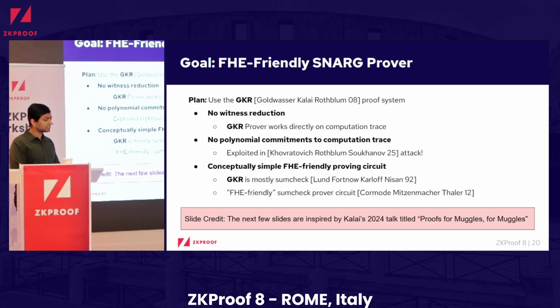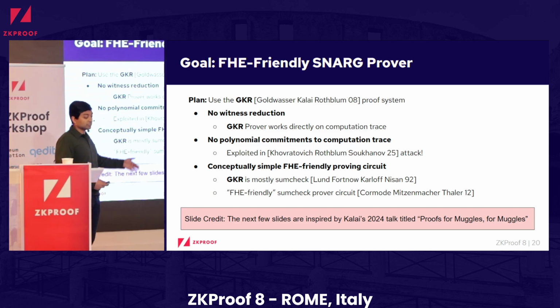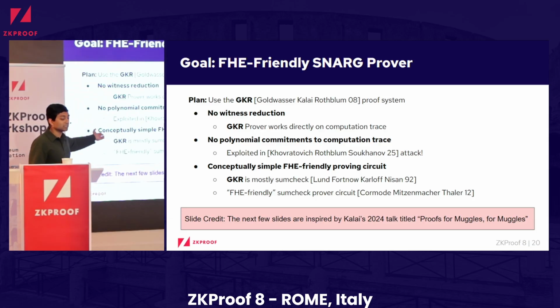The second is there are no polynomial commitments to the computation trace under FHE. And this was exploited as a bug in this Rothblum et al. attack, how to prove false statements. But for us, it's a feature and helps us be more efficient. And then the final thing is that it admits a very conceptually simple FHE-friendly proving circuit.